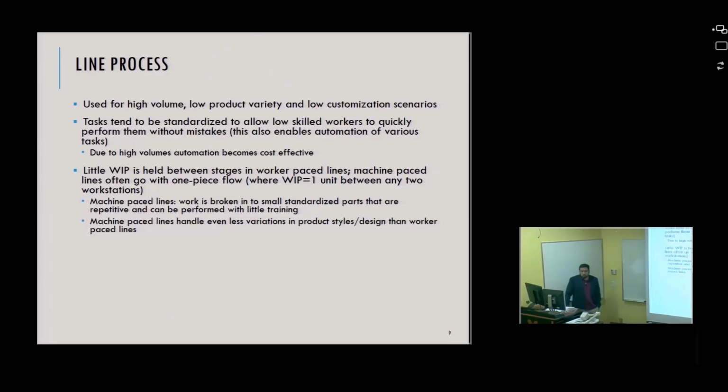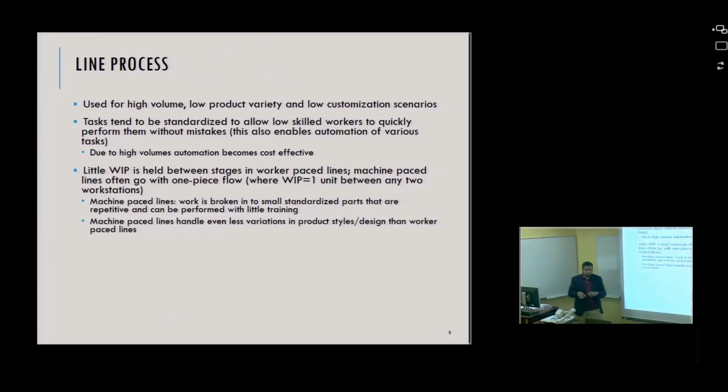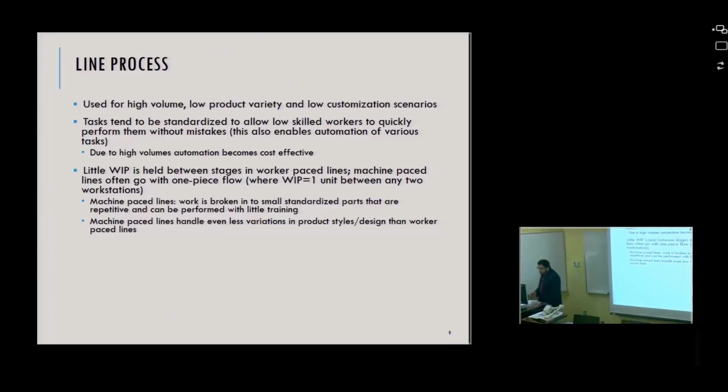Okay? Sometimes line processes are one-piece flow, so you just have a WIP of one between stages. This is very common when you have the conveyor system, like you saw in the video, car kind of moving along. So you don't install the seat on 10 cars, then move 10 cars over. Just do one car at a time, and it keeps moving forward, right? So you have one-piece flow.